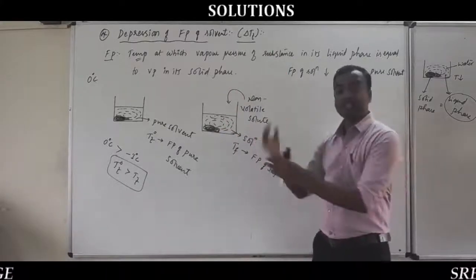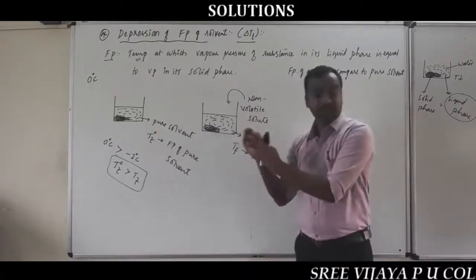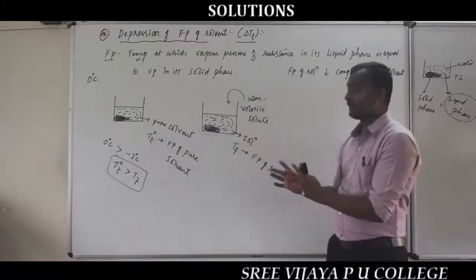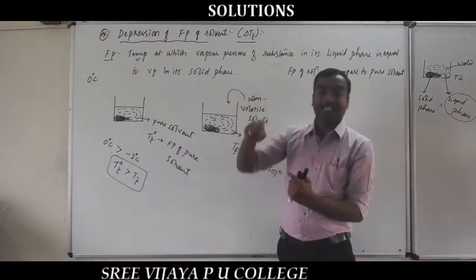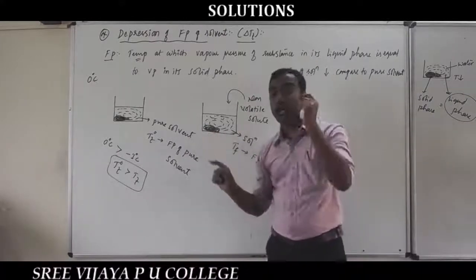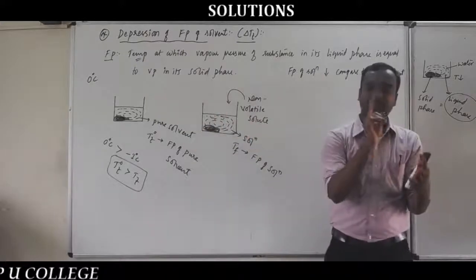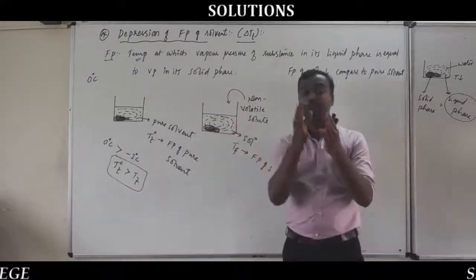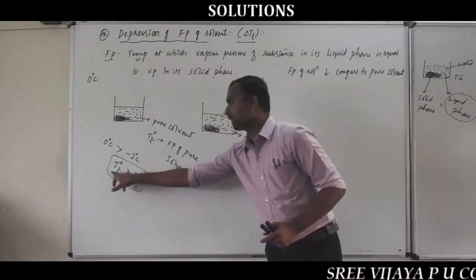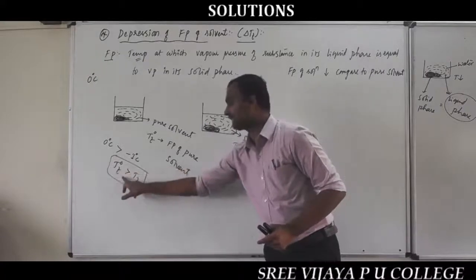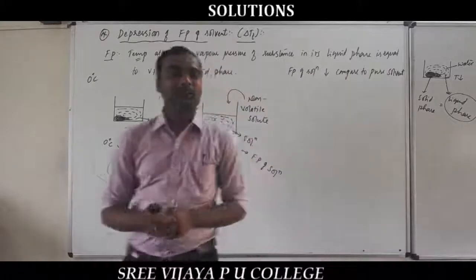But what is happening here? The freezing point decreases. The reason is that the vapor pressure of the solution decreases. Therefore the vapor pressure of the solution in its liquid phase equals the vapor pressure of the same solution in its solid state at a low temperature. Only when the temperature goes lower than the freezing point of pure solvent does the solvent freeze. So the freezing point of the pure solvent is always higher than the freezing point of the solution. It is the reverse case of boiling point.